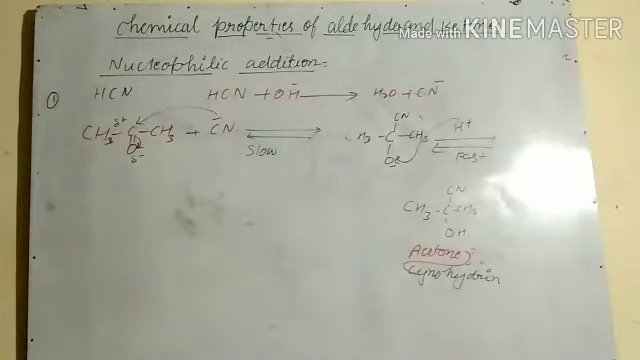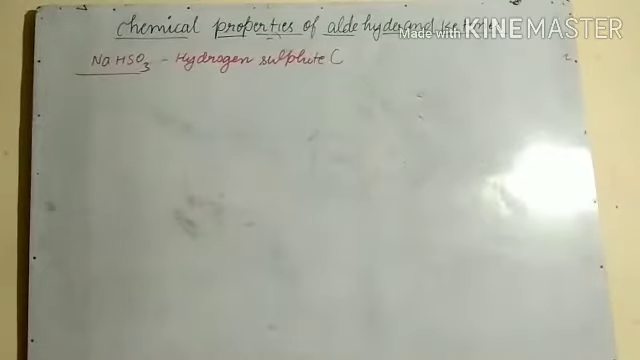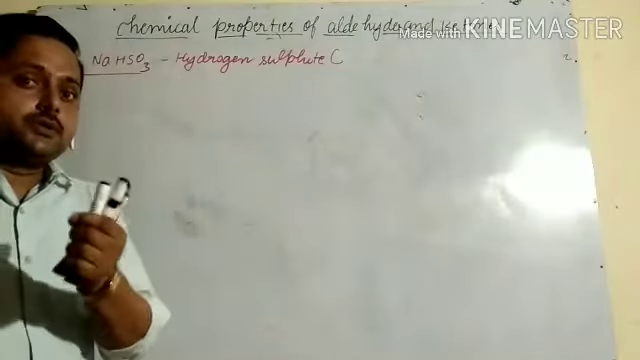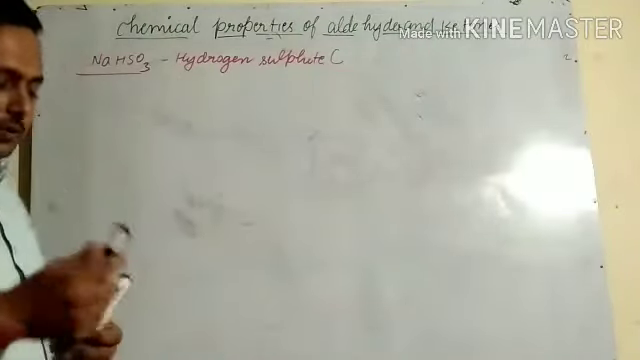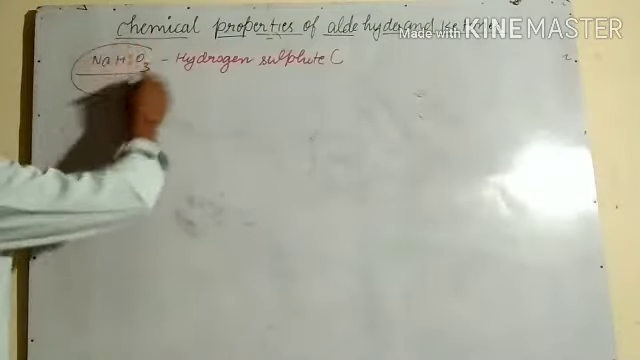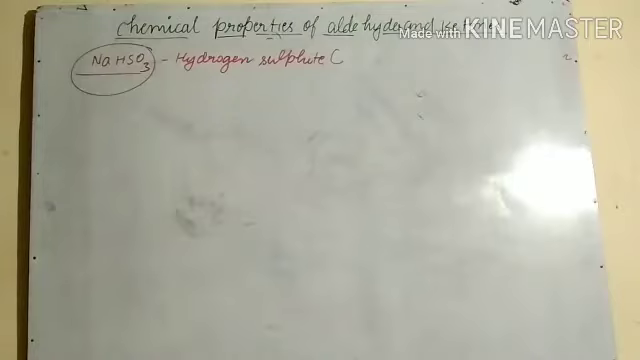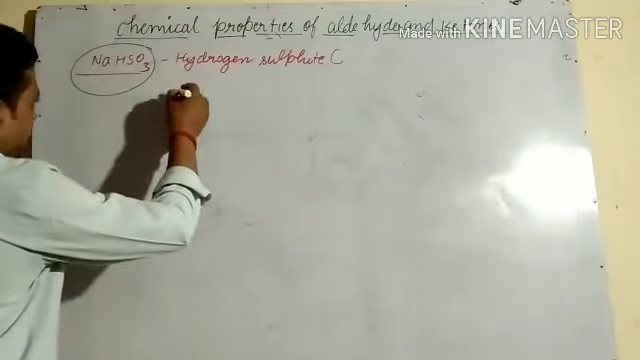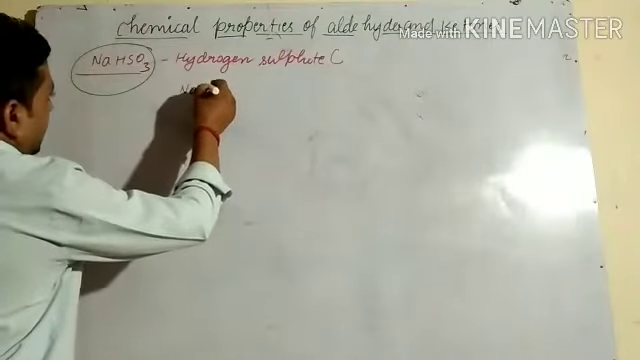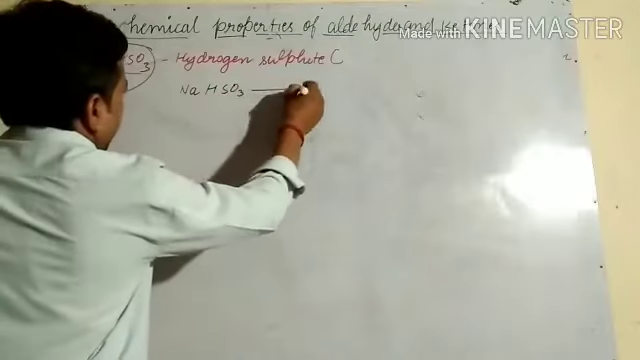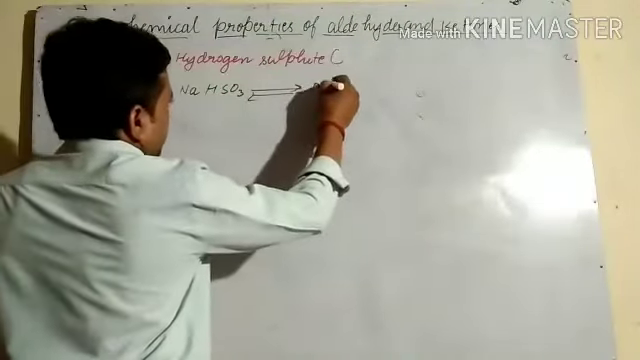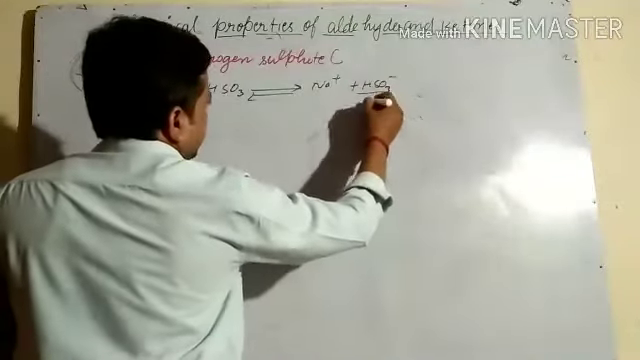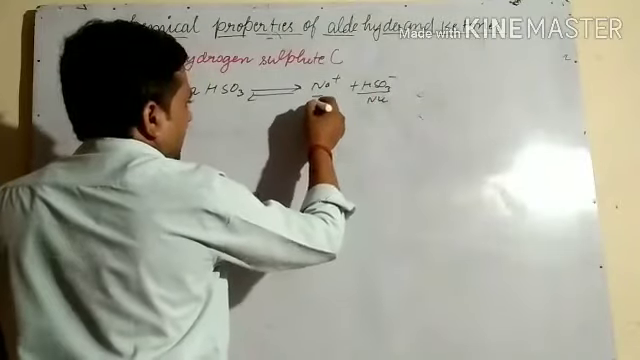And next is addition of sodium hydrogen sulfite. This is hydrogen sulfite, not hydrogen sulfate. So you remember it. I think you might have got an idea which portion will be the electrophile. If we ionize it, NaHSO3 ionizes like this, Na plus and HSO3 minus. So that will act as the nucleophile, and the other will act as the electrophile.